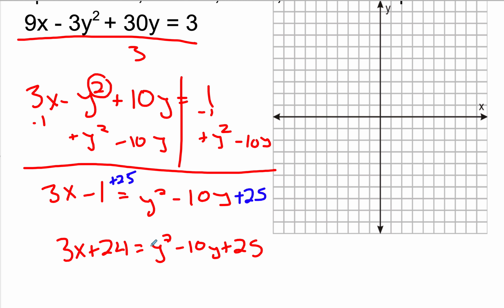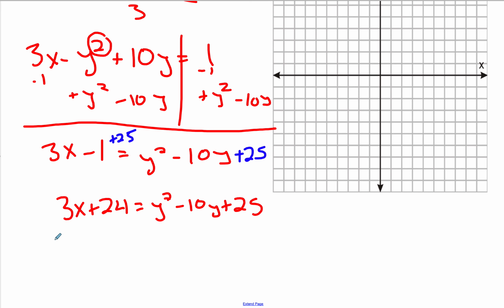Okay, now we factor. Notice there will be a GCF. This is going to be tough because it's 3, but that's all right. This is going to be y minus, because it's a minus, 5 squared. Beautiful. Now again, perfect. The y is squared. We're going left and right. Let's check for the vertex and everything.